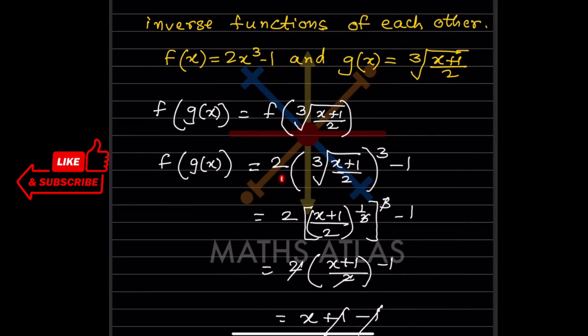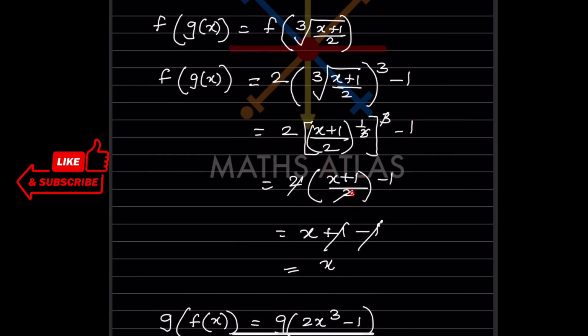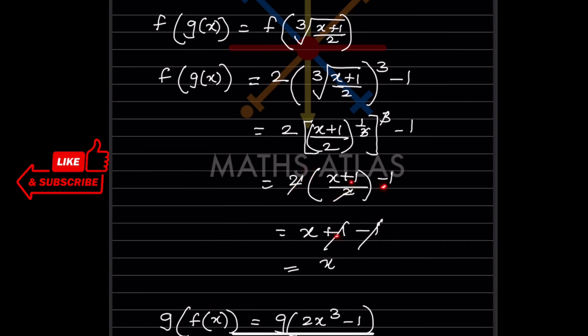Now what will you do here? Write this as it is. Now you will remove the cube root sign, so that will be the power 1 by 3, and this is as it is, minus 1. Now you can see this 3 and this 3 get cancelled. So that will be 2 times (x plus 1) by 2, minus 1. Now this is multiplication, so this 2 and 2 get cancelled. What remains is x plus 1 minus 1. Plus 1 minus 1 gets cancelled, and you get x. So this was for f of g of x.